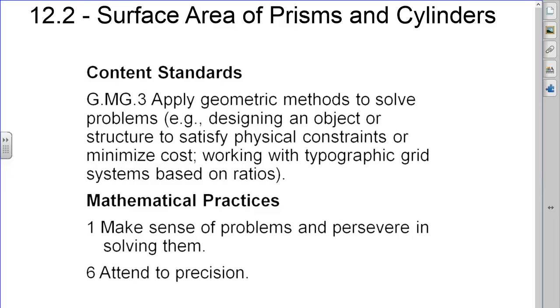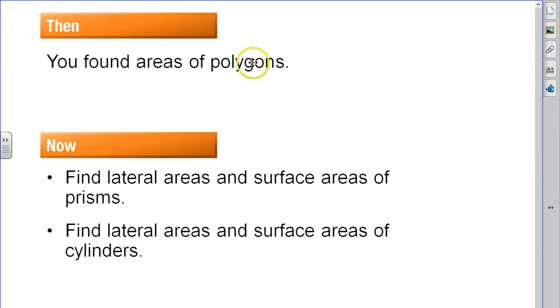Okay, so here are the notes for section 12.2, surface area of prisms and cylinders. The first part here is going to be kind of long, where I'm going through all the formulas and all the definitions and parts. So I'll try to make it as quick as I can, but there's a lot of important stuff in here. So we've already found areas of polygons. Now we're going to talk about lateral surface areas and total surface areas of prisms and cylinders.